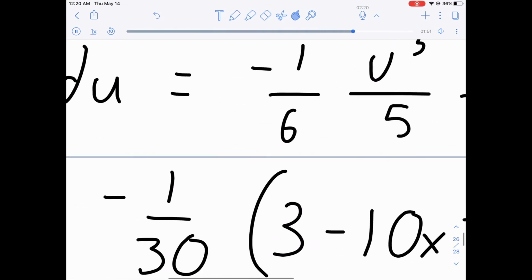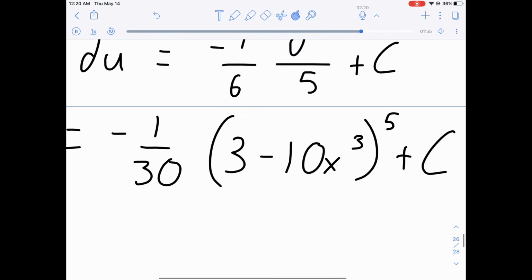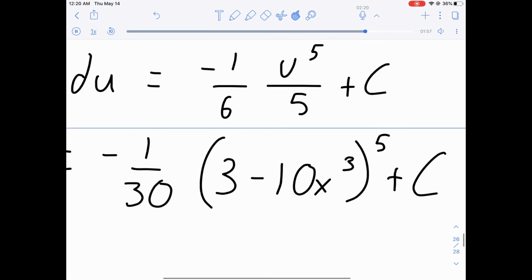And so we can then multiply the negative 1 over 6 times the u to the fifth over 5, and after plugging in 3 minus 10x to the third for our u again, we're going to finally have an equation that equals negative 1 over 30, 3 minus 10x to the third raised to the fifth power plus c. And that's going to be your final answer.